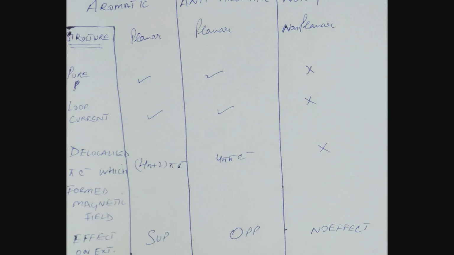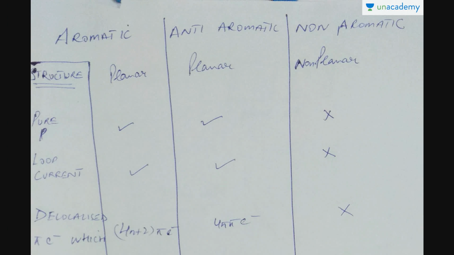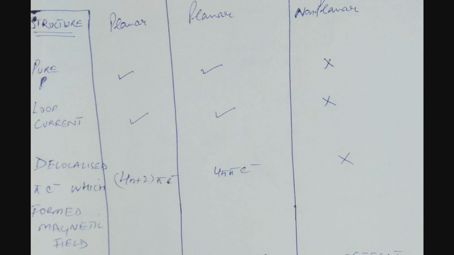Now here is a chart which sums up whatever we have done about these three molecules. Let us quickly revise it. So aromatic, anti-aromatic, non-aromatic: the structure must be planar for aromatic because a loop current must be formed, or resonance must be there. For anti-aromatic, resonance is also compulsory, so the structure should be planar, whereas for non-aromatic compounds the structure is non-planar, most of the time.